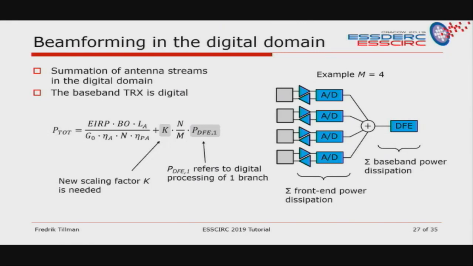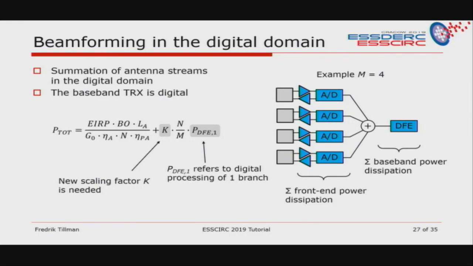We still have the N over M factor, because we still have the relationship between how many subarrays we need in comparison to the total array size. But then the square root of M factor present in the analog domain we cannot use anymore. We have to use a new scaling factor. In this case I call it K. So we will look into that scaling factor now.